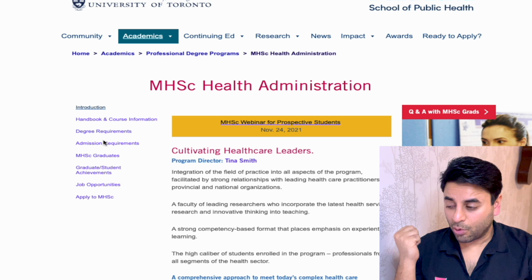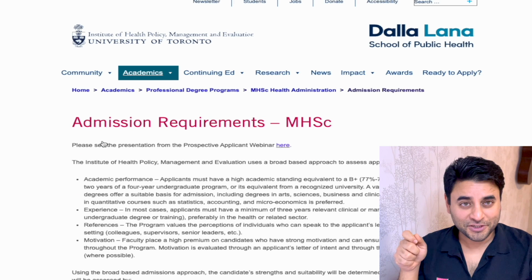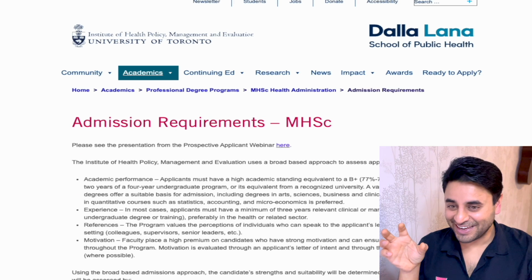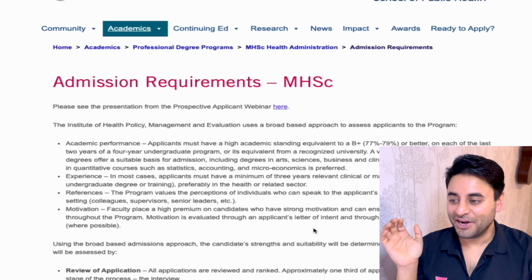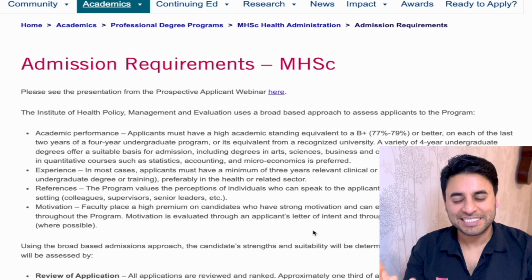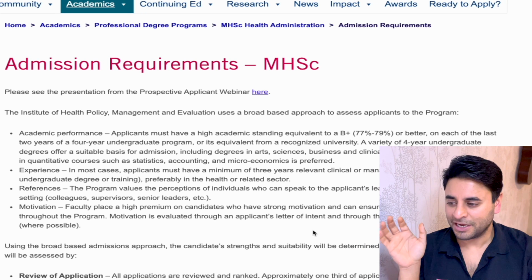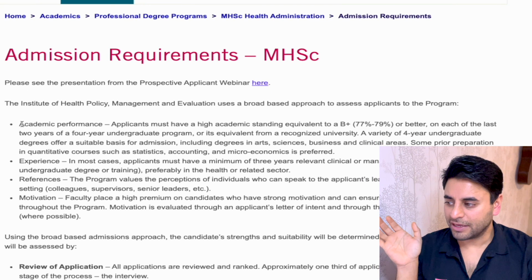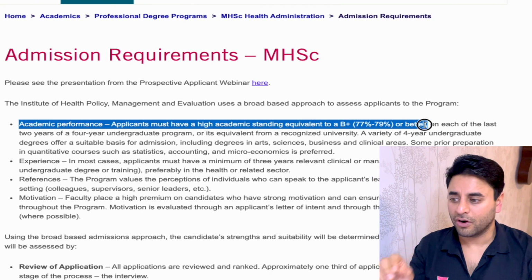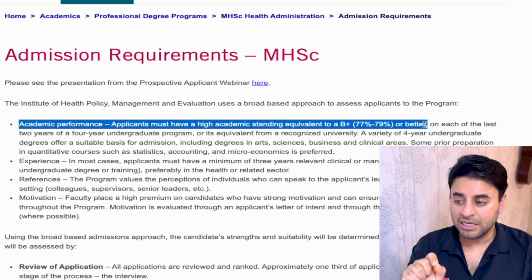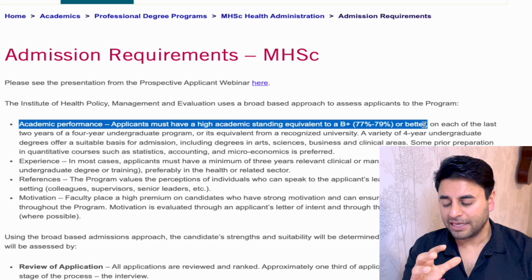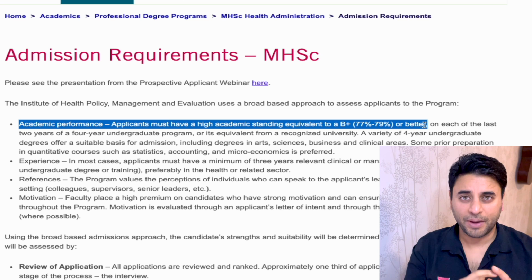After the degree requirements, I'll go into the admission requirements, which is a very important thing to know, am I going to be accepted in this program possibly, or is there not even a chance. So what they are looking for, academic performance. They are looking for a highest academic standing equivalent of B+. They say this, but it's mostly for the North American education system.